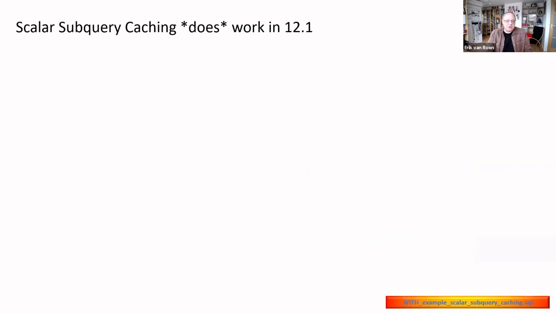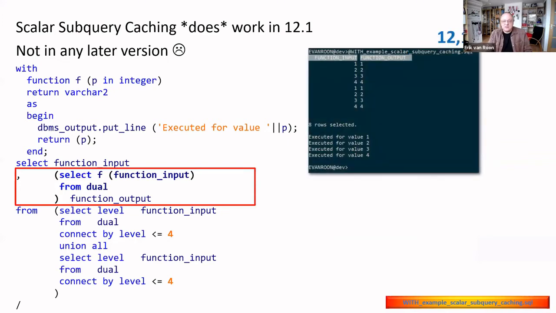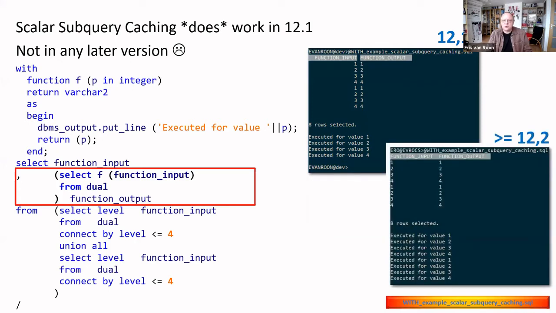Scalar subquery caching. It does work in 12.1, but not in later versions. So if you're on 12.1, you could do this. Execute the function by doing a select function from dual, then the database can take advantage of subquery caching. And if we run this in 12.1, then indeed we see 8 rows and 4 executions. But in all later versions, we see 8 rows and 8 executions. So it's not really an option.